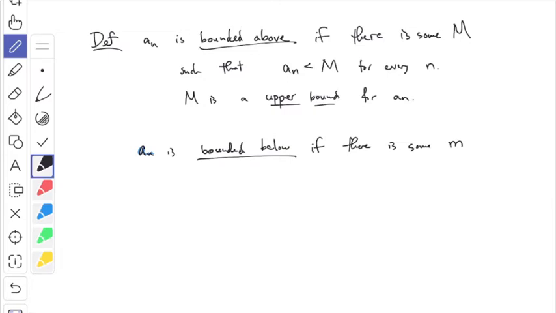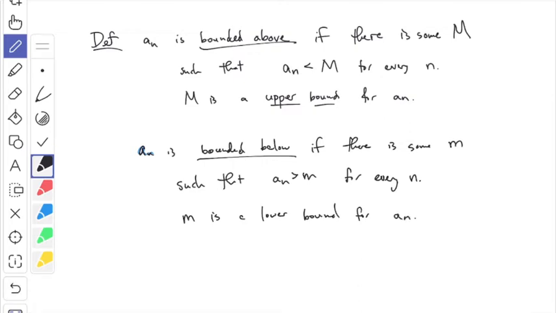So if there's some little m such that a_n is greater than little m for every n, we call that number m a lower bound for my sequence a_n. All right. Simple terminology, bounded above and bounded below.